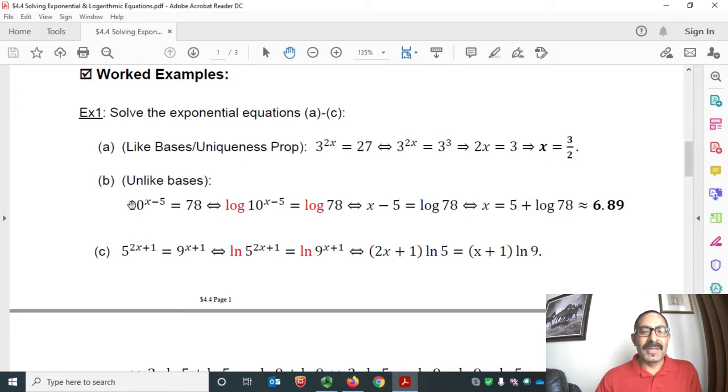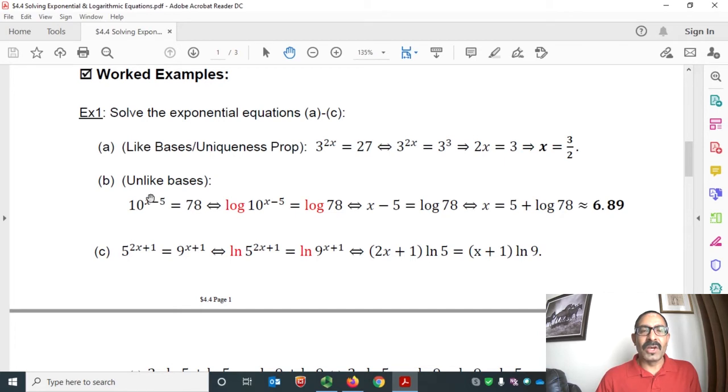So in part B, the exponential equation is 10 to the power x minus 5 equals 78. Now I cannot rewrite 78 as 10 to the power of some exponent. So that means I need to solve this exponential equation, but I cannot use the uniqueness property at this step. Then the idea is to get rid of these exponentials.